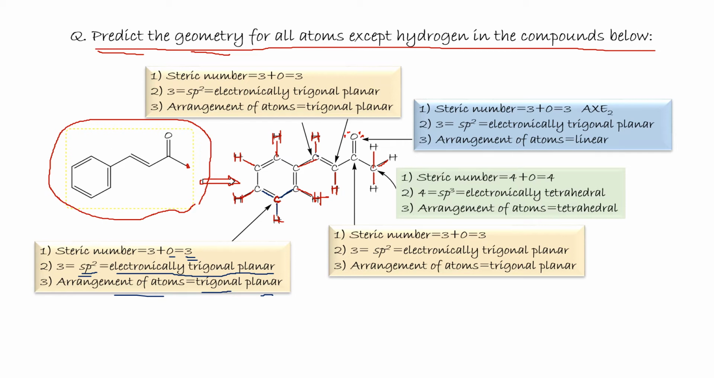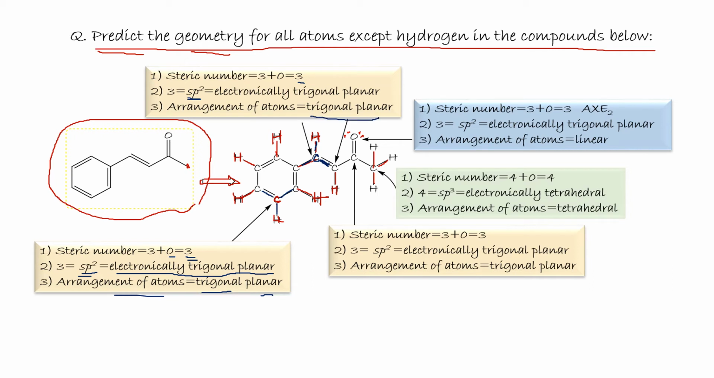For this carbon, again, it bonds to 3 sigma bonds. Steric number will be 3, sp2 hybridized, and will be trigonal planar.